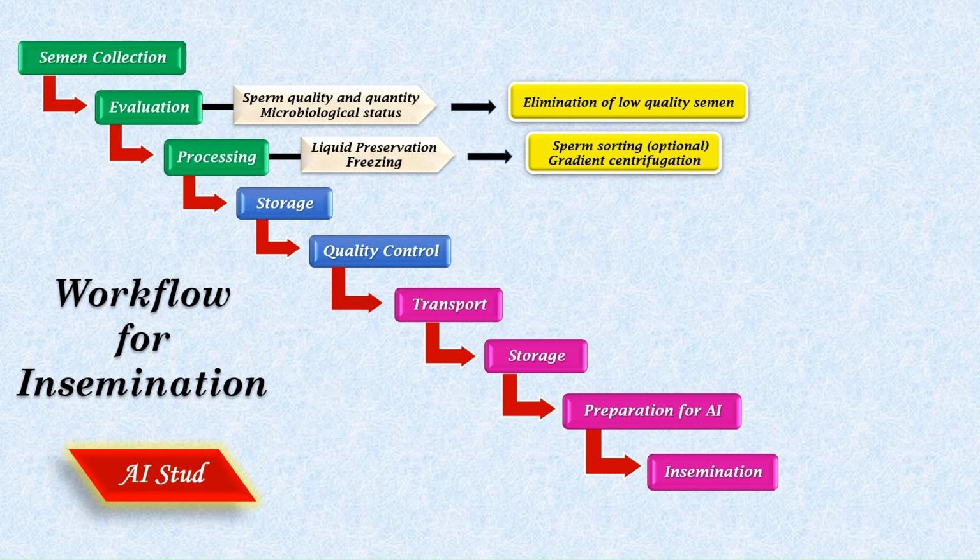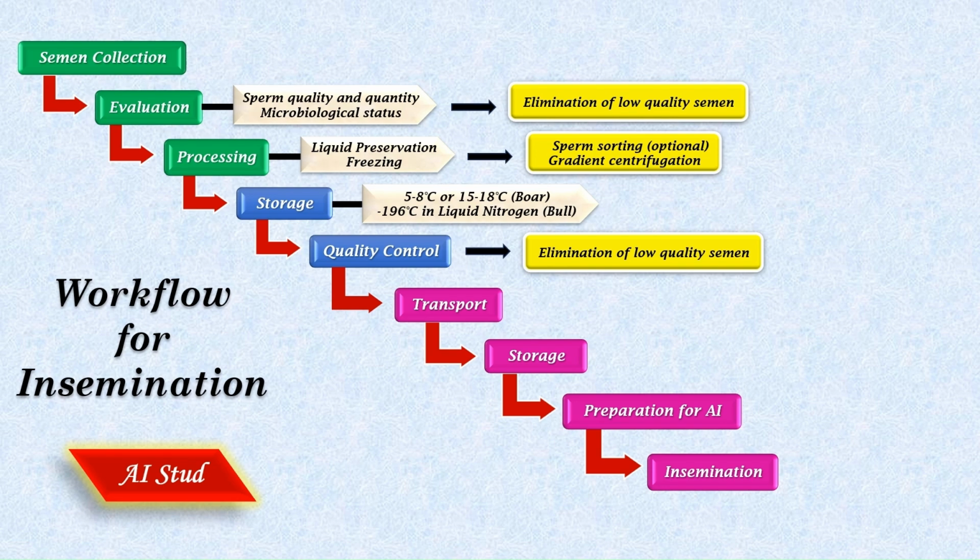Sperm sorting is an optional step done by gradient centrifugation or flow cytometry. Boar sperms are conventionally preserved at temperatures 5 to 8 degrees Celsius or 15 to 18 degrees Celsius, and bull sperms are usually preserved in liquid nitrogen at -196 degrees Celsius, before insemination. Elimination of low-quality semen is accomplished in quality control step. Sperm storage can be done for hours to years in sperm banks.